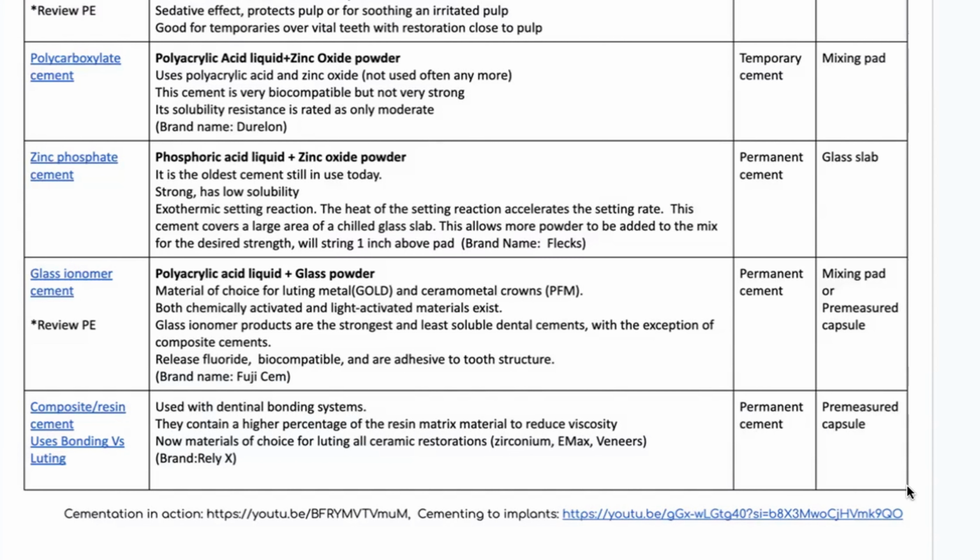If you've worked in private practice before, you know the brand name to be Fuji Cem. It's a permanent cement, and you can mix it on a mixing pad, or there are times where, and we'll look at this next semester, it comes in a little capsule. You put it into what's called a triturator, and it mixes all of the liquid and powder together, and then you can expel that material into the area where you're wanting to place it. So let's look at how to mix a glass ionomer cement together.